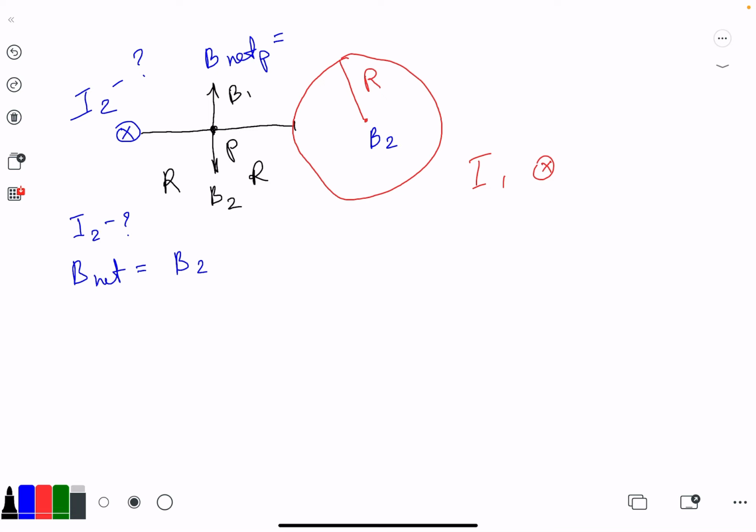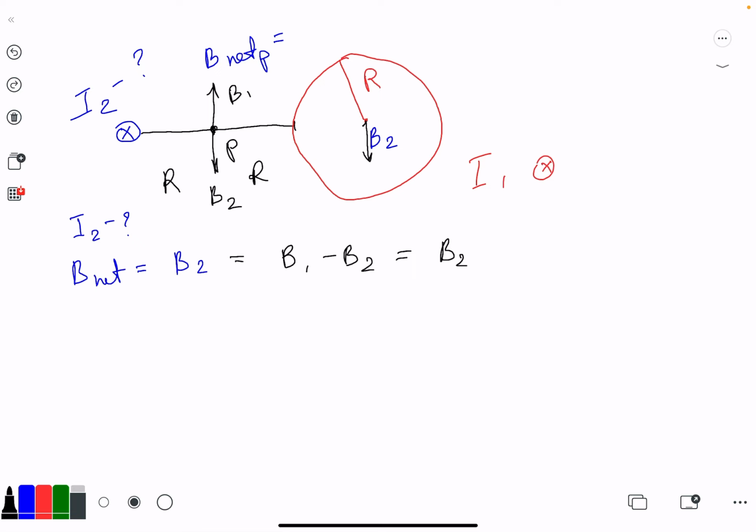Now what about at the center of the rod? At the center of the rod, due to the current 2, it will be again downwards. So this one I call B2 due to the current 2. So let's write down then. B net at point P is basically equal to B1 minus B2, and it's equal to the B2 at the center.